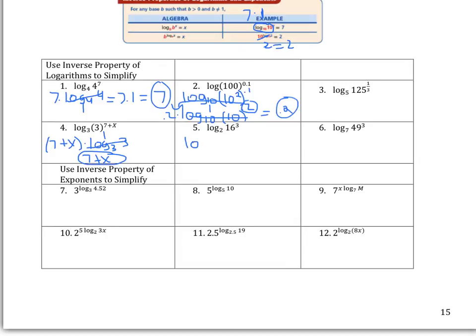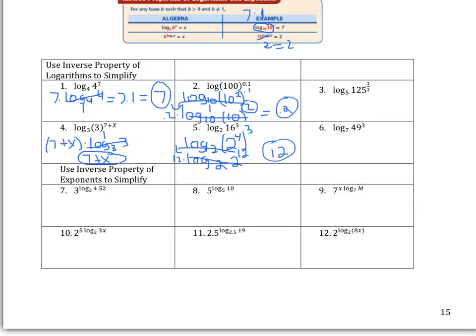So problem number 5, we have log base 2. So I need to get 16 in a base of 2. So 2 times 2 is 4, times 2 is 8, times 2 is 16, so that's 2 to the 4th. That is raised to the 3rd. So we have log base 2 of 2 raised to the 4th raised to the 3rd. So 4 times 3 is 12. We know that log base 2 of 2 is 1. And the 12 comes in front. So 12 times 1 is 12. Go ahead and try number 6 for homework.